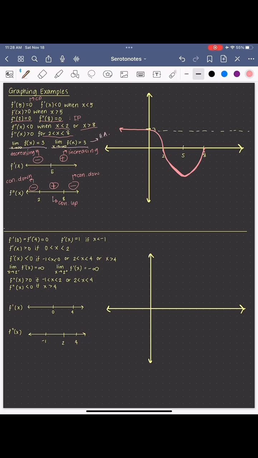Finally, we have the last interval, that is x greater than 8. It is an increasing function and a concave down. And we also need to take note that as x approaches positive infinity, it approaches 3. So it also has a horizontal asymptote at 3. And that's it for the first example.